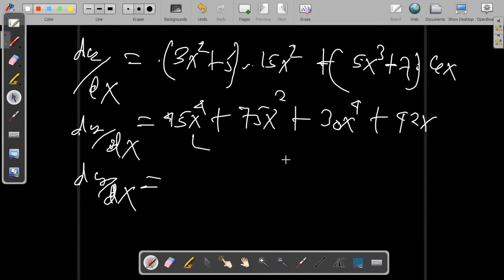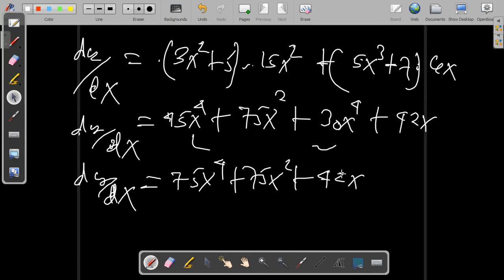So when you take this one and this one, and collect the like terms as you observe, this would give us 75x raised to power 4, then plus again 75x raised to power 2, then plus 42x. So this will be the answer.